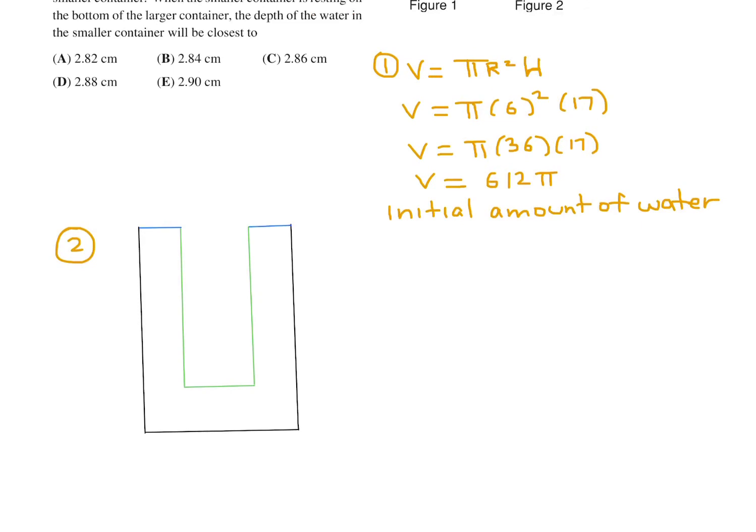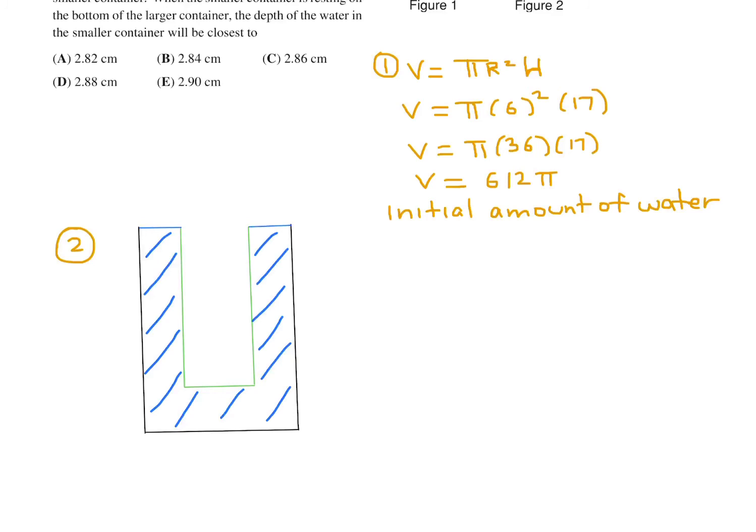So this represents the scenario of when the smaller container, which I have drawn in green, is lowered all the way into the big container, which I have drawn in black. And the blue bar at the top represents the level of the water. That water that is in there is what we need to figure out. That is how much is remaining, because all the rest of the water has flown right out. Okay? So how do we figure out the volume of the water that is remaining in this figure now?